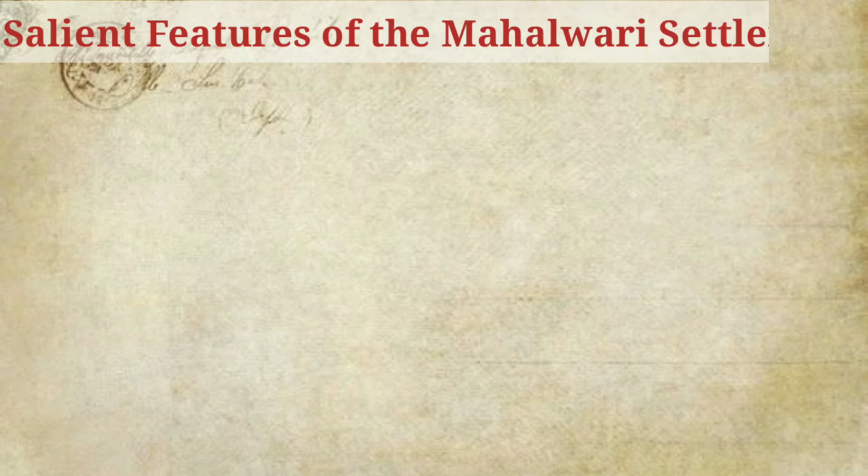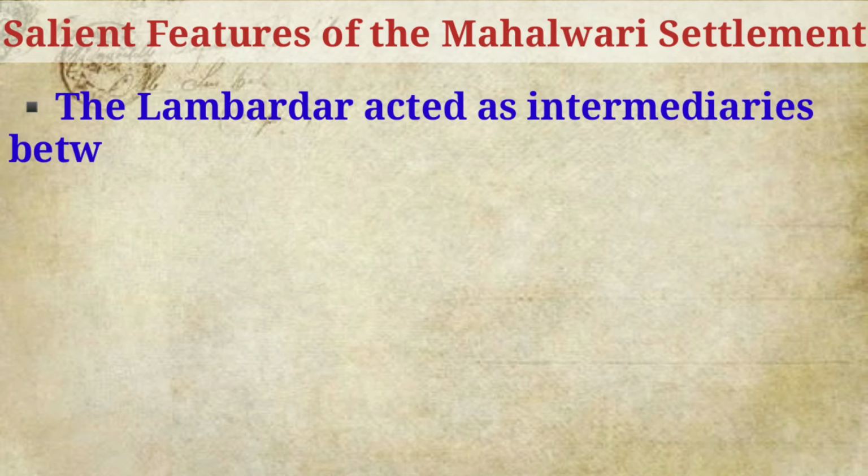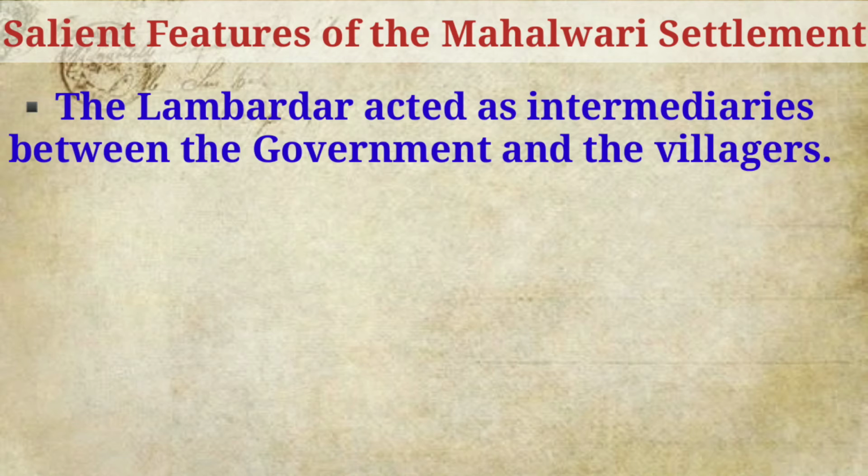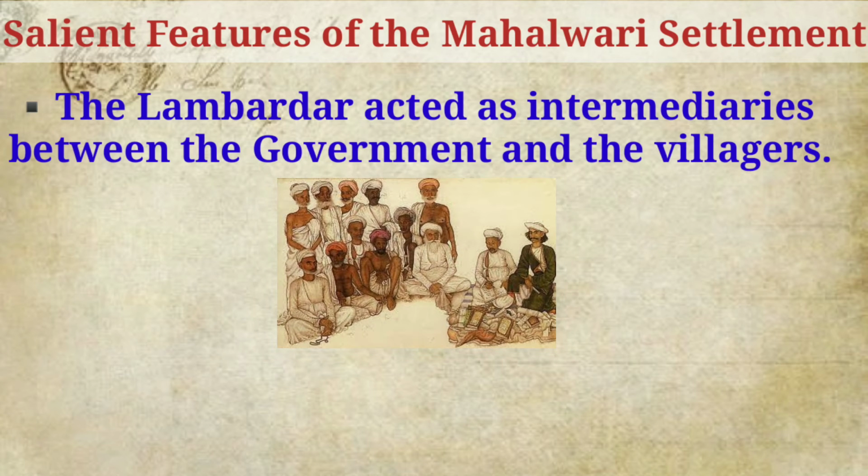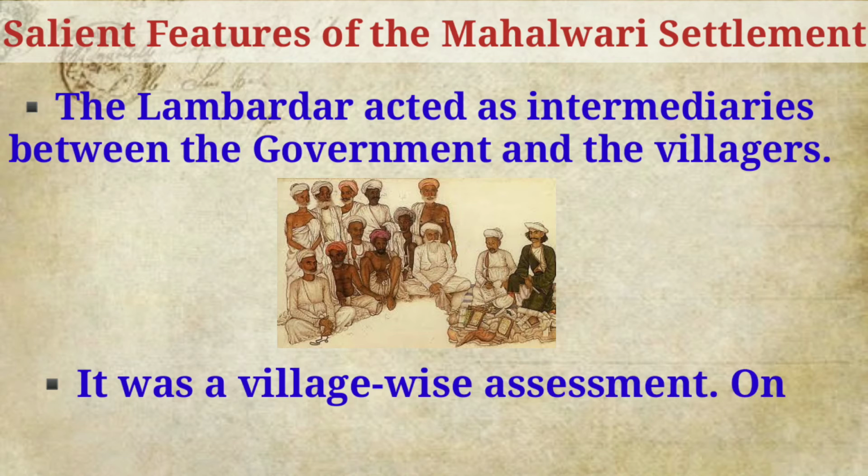Next, let's learn the salient features of the Mahalwari system. First feature, the Lambardar acted as an intermediary between the government and the villagers. So, children, as I already told you, under the Mahalwari system, the work of the Lambardar was only to collect the revenue from the peasants and give it to the British government. So, the Lambardar acted as the intermediary or middleman between the peasants and the British government. Is it clear?